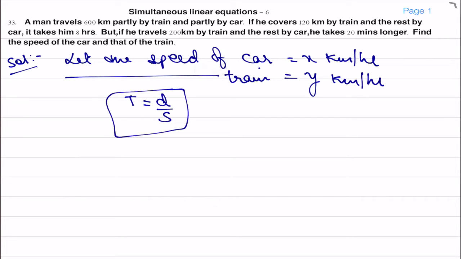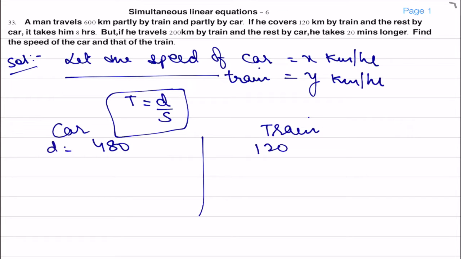Now they said that the total distance is 600 km. If he covers 120 km by train and the rest by car, how much is left for car? 600 minus 120, so that is 480. So 480 km he covered by car. So for the train, the distance is 120 and by car it's 480 km.